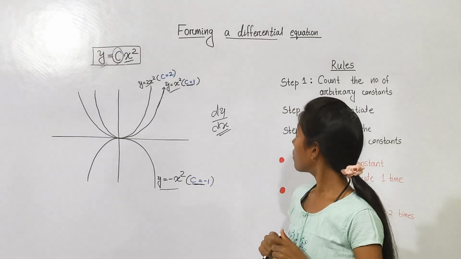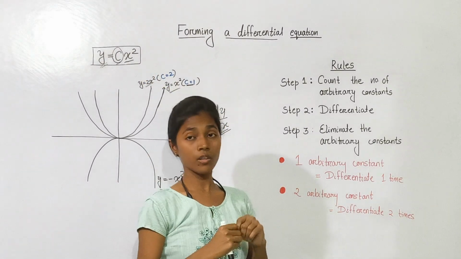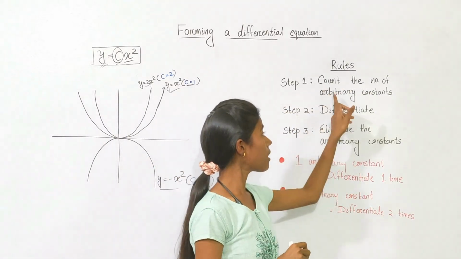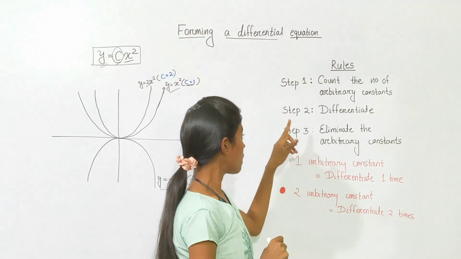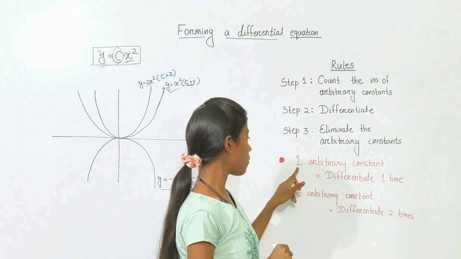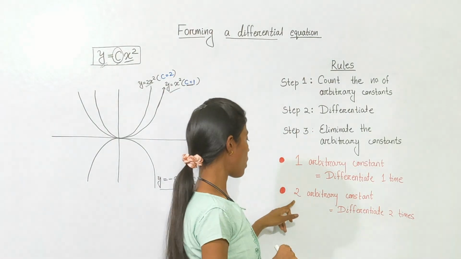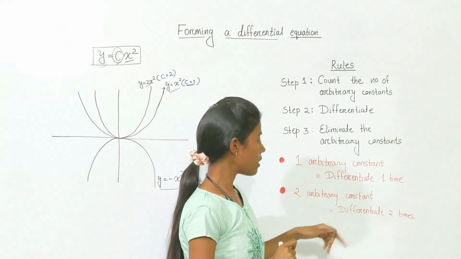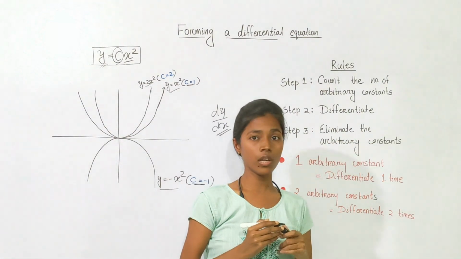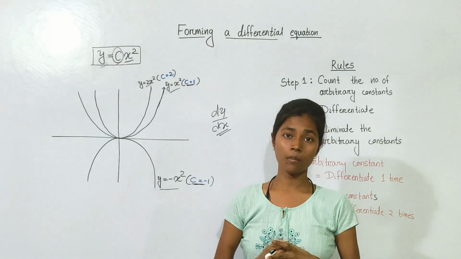So in this video, our goal is to kick out the arbitrary constant. So we need to follow some rules. First rule is count the number of arbitrary constants. Second, step number 2, differentiate the regular equation. That means if you have one arbitrary constant, then you need to differentiate one time. If you have two arbitrary constants, then you need to differentiate two times. The next step is to eliminate the arbitrary constant using any algebraic process. Then let's try some examples.